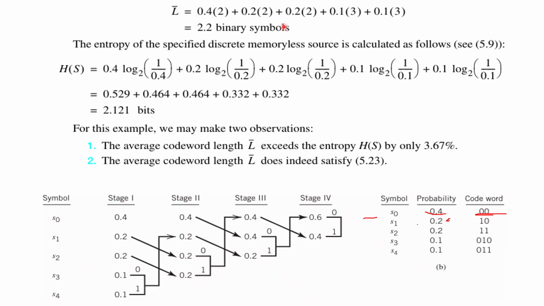Next step is to get the entropy. If we repeat the same steps, the probability is given: 0.4 and log of 1 by 0.4, right? And for the next message the probability is 0.2, so 0.2 into log of 1 by 0.2, and keep on adding for all these probabilities and you will get the entropy. Further, you can find the efficiency also.